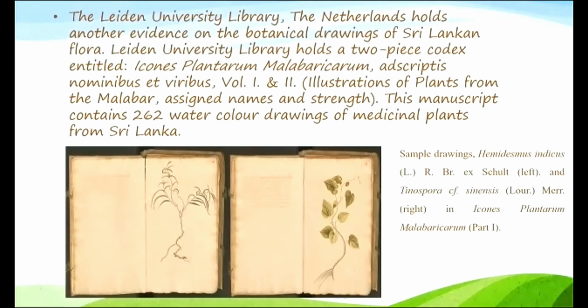Fortunately, I downloaded this particular manuscript, and in this slide you can see 2 diagrams, botanical paintings done at that time of 2 plants, Hemidesmus indicus and Tinospora sinensis. Both of these species are medicinal. Actually, this Icones Plantarum Malabaricum contains paintings of the 262 medicinal plants of Sri Lanka, and some descriptions are also available for each and every drawing.